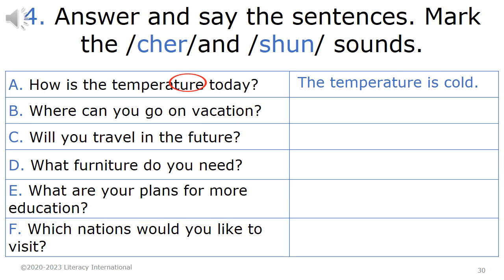4. Answer and say the sentences. Mark the chur and shun sounds. For example, A. How is the temperature today? The temperature is cold. B. Where can you go on vacation? C. Will you travel in the future? D. What furniture do you need? E. What are your plans for more education? F. Which nations would you like to visit?